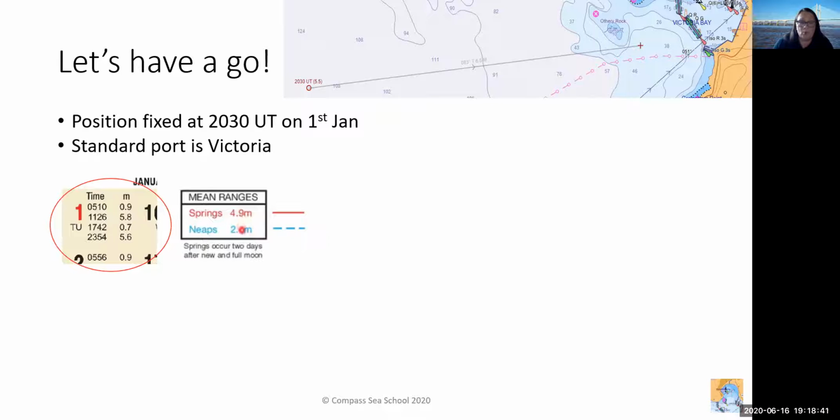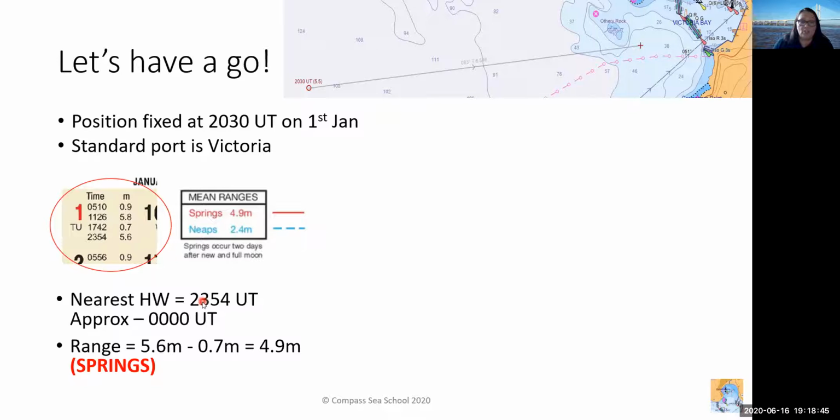If it's 2.4, then we use the neap rates, okay? So what does the calculation look like? Our nearest high water to the time our boat is sailing out is around 23:54 UT. Let's keep it simple. Let's call it midnight. I'm not going to argue over 6 minutes. So we've got a high water of around about midnight.